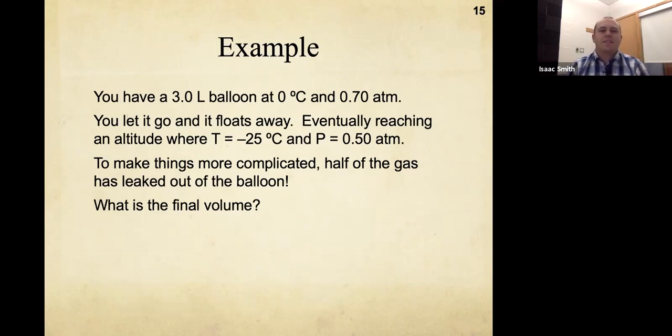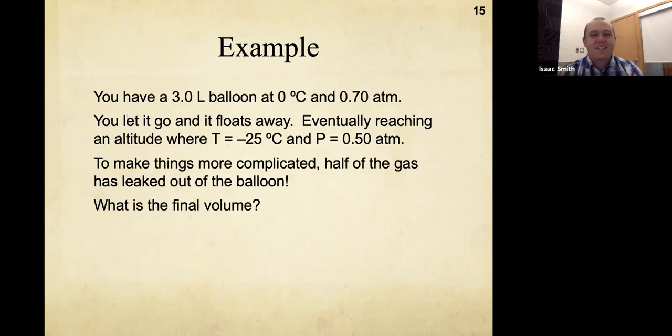All right. So the question says you have a 3-liter balloon at 0 degrees and 0.7 atmospheres. You let it go and it floats away, eventually reaching an altitude where the temperature is -25 Celsius and the pressure is 0.5 atmospheres. To make things more complicated, half of the gas has leaked out of the balloon.